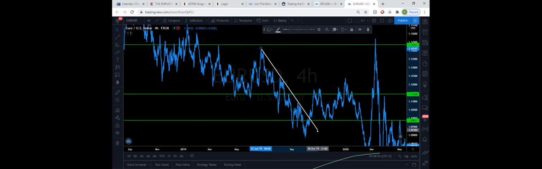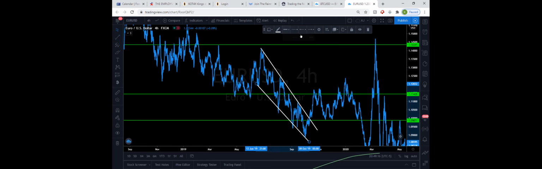So it forms a line that's slanted down. So if you ever wonder if you're in a downtrend or not, put the lines on the chart and you'll see.